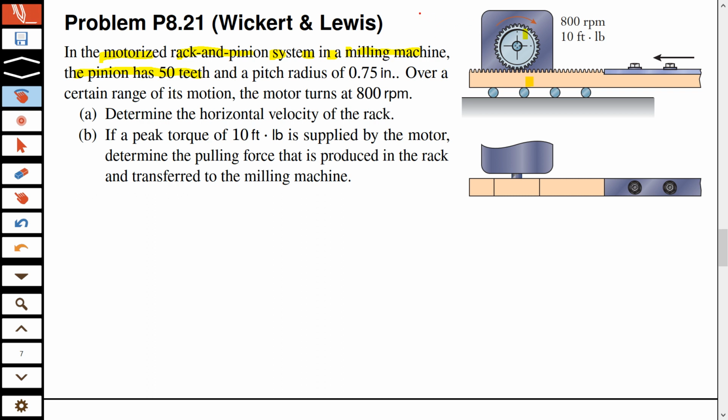So I can say that NP is 50, and a pitch radius of 0.75 inches. So I can write this down here, okay? NP is 50 and RP, pitch radius, is 0.75 inches. Over a certain range of its motion, the motor runs 800 RPM given. That's 800 RPM is given. So that is basically your omega of the motor.